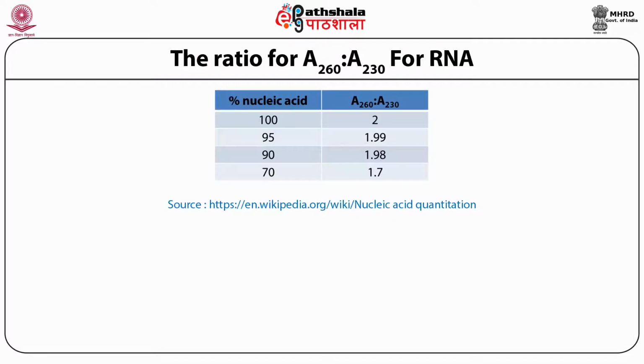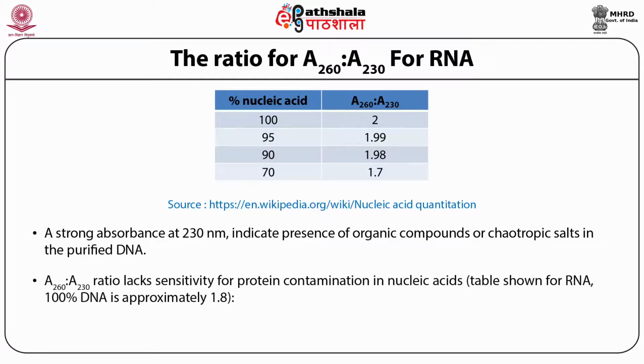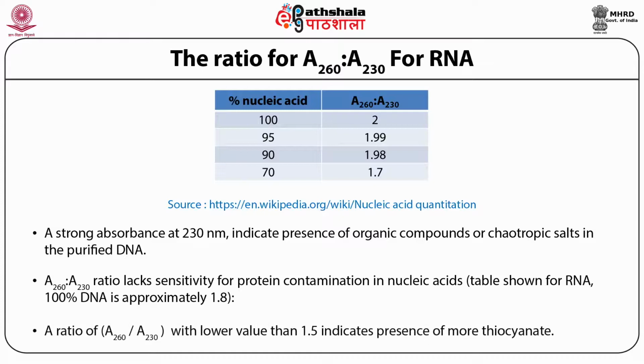We show here in the table values for RNA. A strong absorbance at 230 nanometers indicates the presence of organic compounds or chaotropic salts in the purified DNA. The absorbance 260 by 230 ratio, however, lacks the sensitivity for protein contamination in nucleic acids. The table shows the values for RNA. Pure DNA gives a ratio of approximately 1.8. The ratio of absorbance 260 to 230 with values lower than 1.5 indicates the presence of thiocyanate.